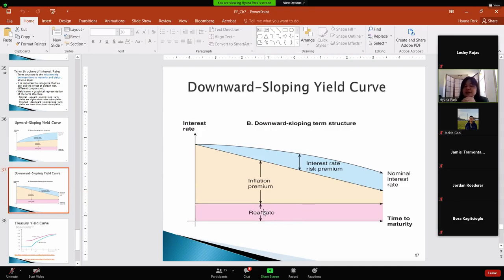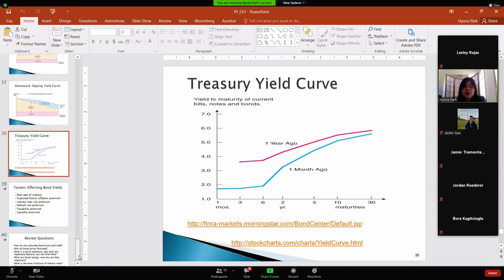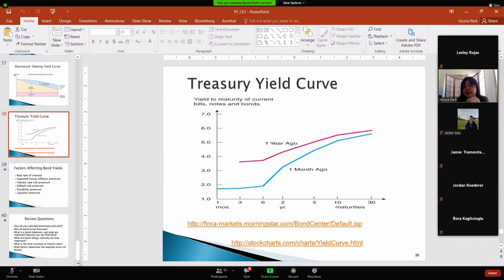So again, there are three components: real rate, inflation premium, and interest rate risk premium. But yes, during some unusual periods, usually right before a recession, the yield curve may be downward sloping. And here are some examples, and there are some websites where you can find yield curve data. So again, Finlay's website is a very good source of bond and interest rate related information.